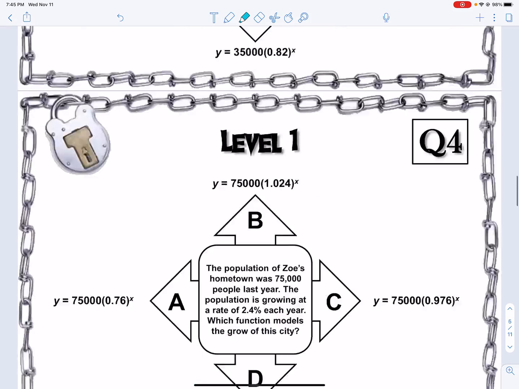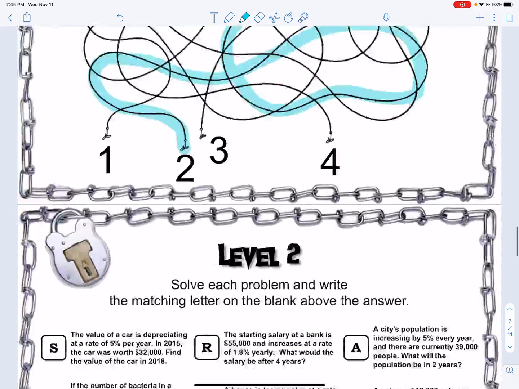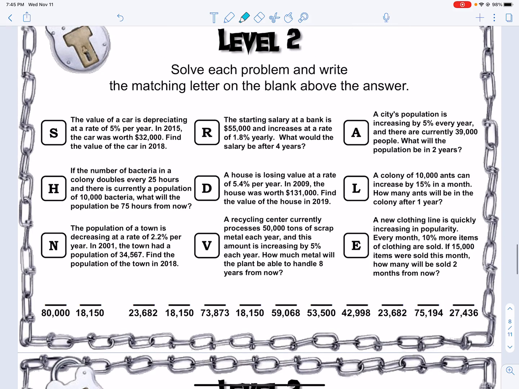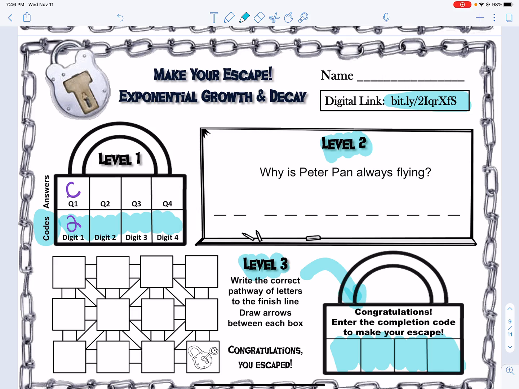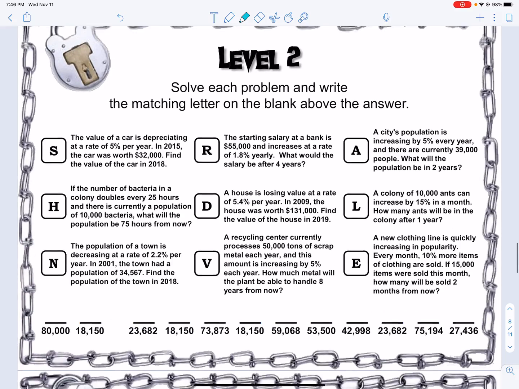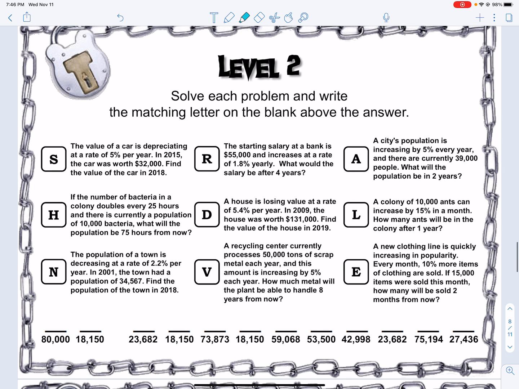Okay, so now that's how you do level 1. You have 4 questions. We already did the first one. Level 2 is a little different. These are going to be a tad bit harder. The question is, why is Peter Pan always flying? So what you're going to do is you're going to do each one of these questions. If you notice, some of the answers are more than once, well, that's because you're going to put the letter twice, okay? So let's do this first question, S.